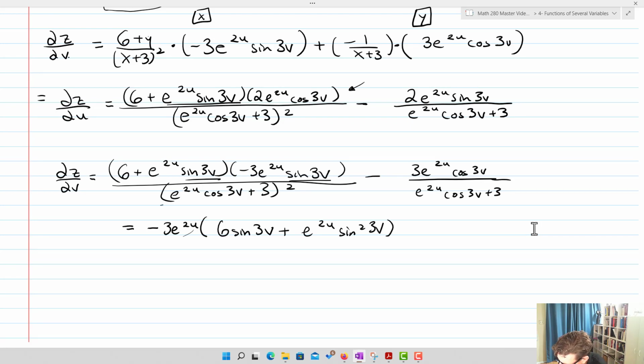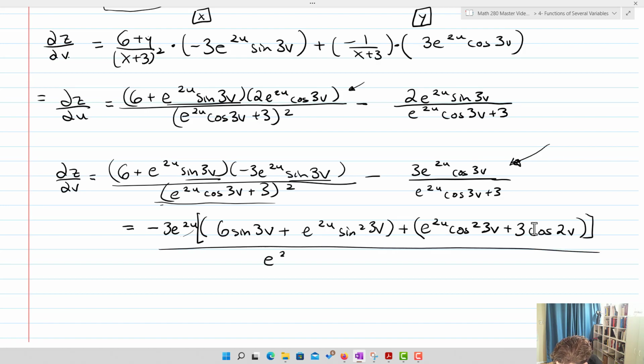And then we'll use a common denominator. So that means I need to multiply this term here by e to the 2u cosine 3v plus 3. So this would be plus, because we pulled out a negative, 3e to the 2u, plus e to the 2u cosine squared 3v, plus 3 plus 3, and then that'll just be plus 3 cosine 2v, all divided by e to the 2u cosine 3v plus 3 squared.